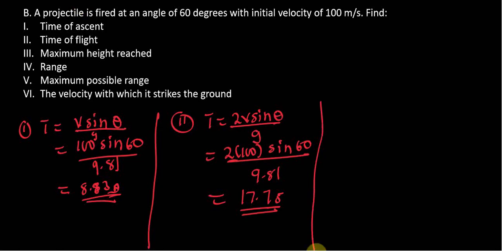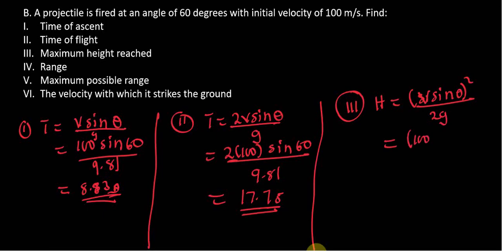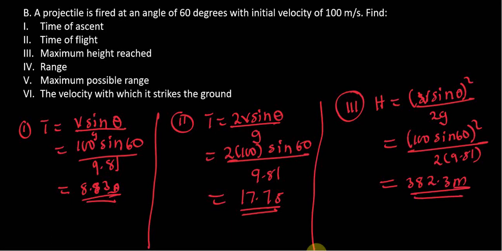The other one is asking us to calculate the maximum height. So how do we calculate the maximum height? H equals v sine theta, then squared over 2g. So meaning that it will be 100 sine 60 squared over 2 times 9.81. On that one, you shall get the answer to be 382.3 meters. That's how we calculate that one.